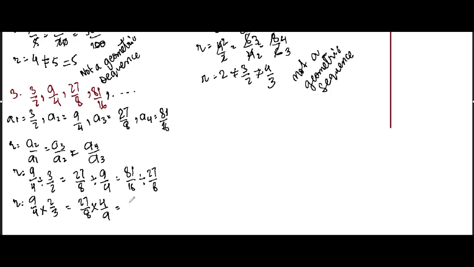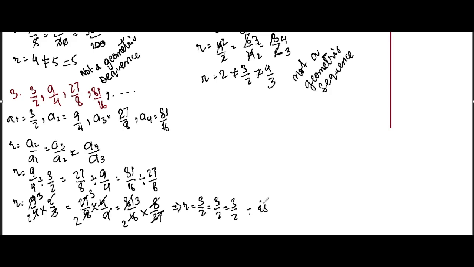So 4/9 is equal to 81/16 multiplied with 8/27. Now let's cancel them. 3 ones are 3, 3 threes are 9, 2 ones are 2, 2 twos are 4, 9 threes are 27, 4 twos are 8, 27 threes are 81, and 8 twos are 16. So r is equal to 3/2 is equal to 3/2 is equal to 3/2. So this is a geometric sequence, and the common ratio is 3/2.